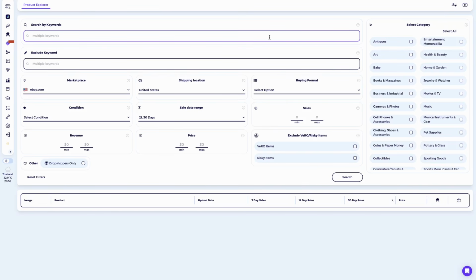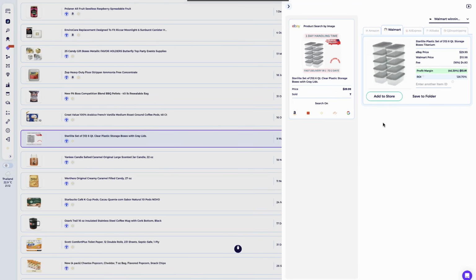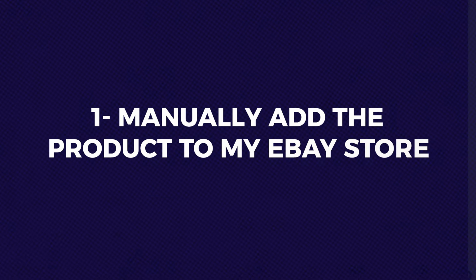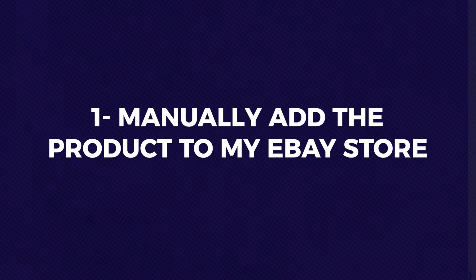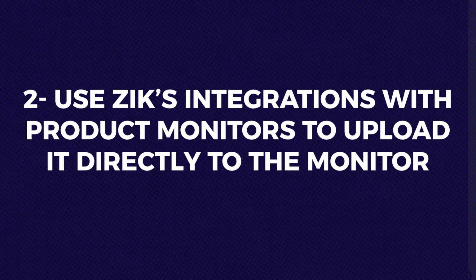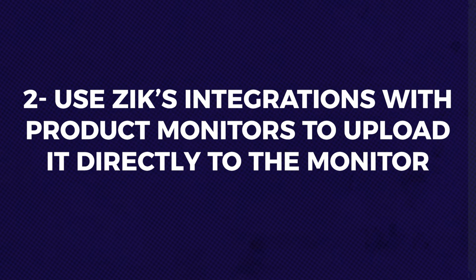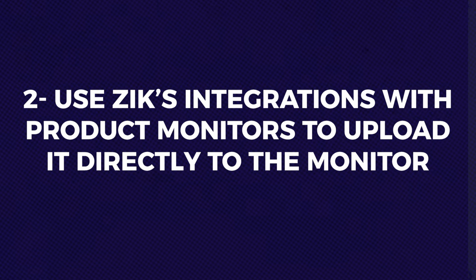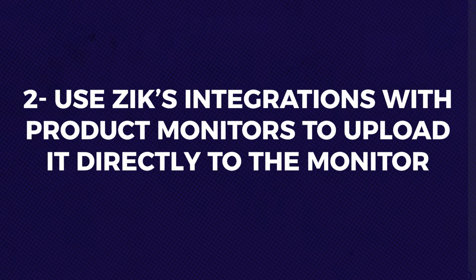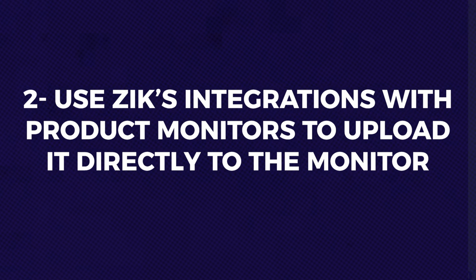Now that I've found this great product, the next step is simple. I can save this product to my ZIK folder for easy access later. From there, I have 2 options. 1, manually add the product to my eBay store, or 2, save even more time by using ZIK's integrations with product monitors to upload it directly to the monitor and list it from there to my dropshipping store.